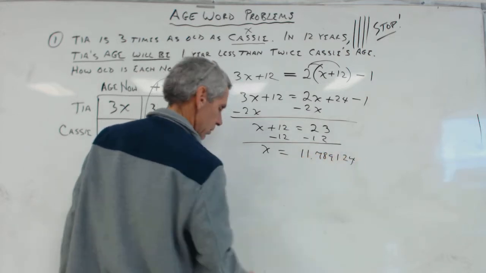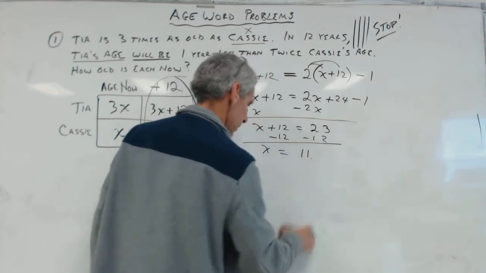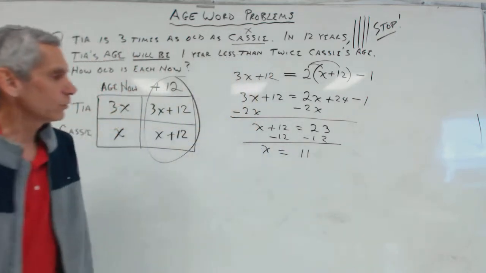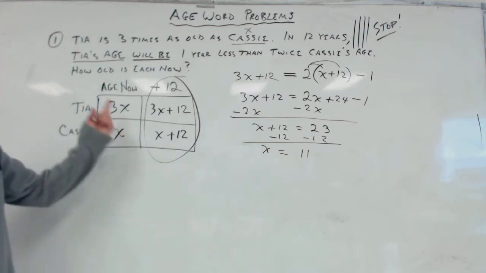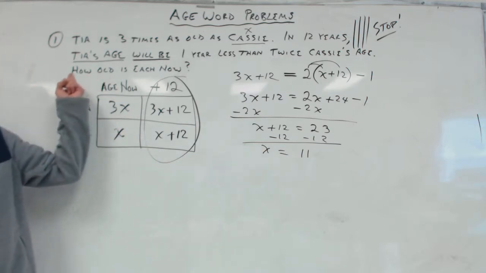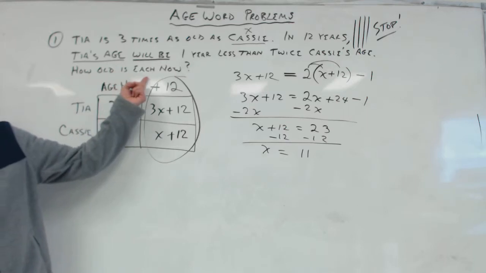11.789124. Yeah, I'm kidding. Okay, it's just 11. X is equal to 11. So, am I done? No. What was the question? 3 times x is 33. How old is each now?